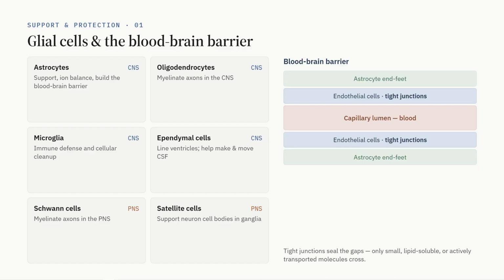Now the blood-brain barrier. The capillaries feeding the brain are unusually selective. Their endothelial cells are sealed together by tight junctions. Astrocyte end-feet wrap around them. The result: only small, lipid-soluble, or actively transported molecules get through. That protects the brain from toxins. But it's also why so many drugs can't reach it. A blessing and a real clinical headache.